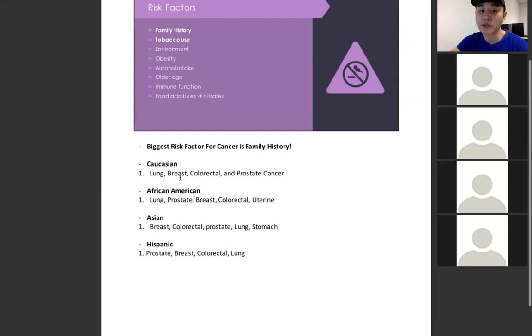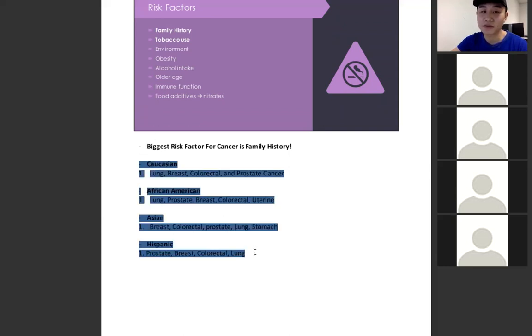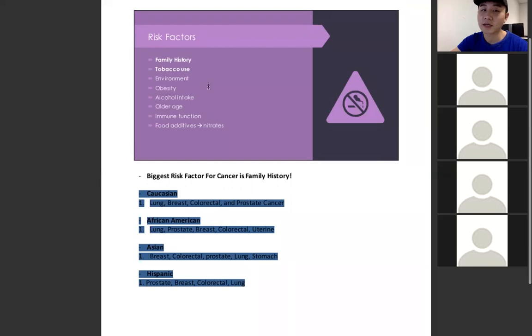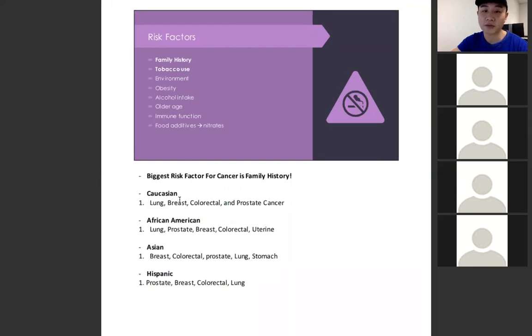Usually in Caucasians: lung, breast, colorectal, and prostate cancer. In African Americans: lung, prostate, breast, colorectal, and uterine. Asian: breast, colorectal, prostate, lung, and stomach. Hispanic: prostate, breast, colorectal, and lung. You guys don't really need to know those. Just know this generalized risk factor.